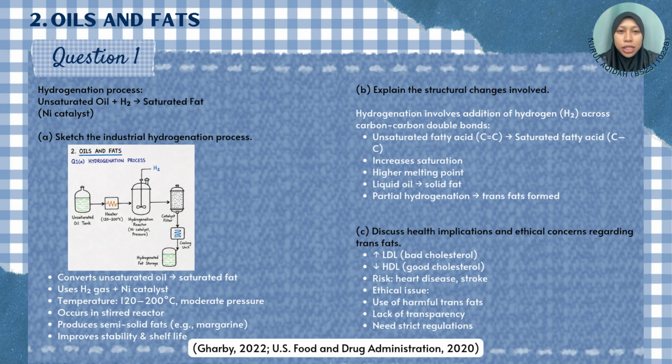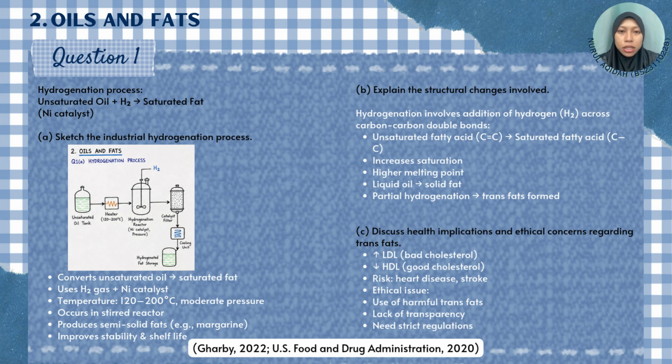Okay, so first is hydrogenation. So basically, this is a process used to convert liquid oils into semi-solid or solid fats. Hydrogen gas is added into the oil using a nickel catalyst under high temperature and pressure. As you can see, this reduces the double bonds in fatty acids, making the oil more stable and increasing its shelf life. Now let's look at the structural changes.